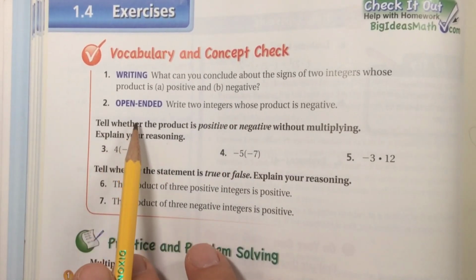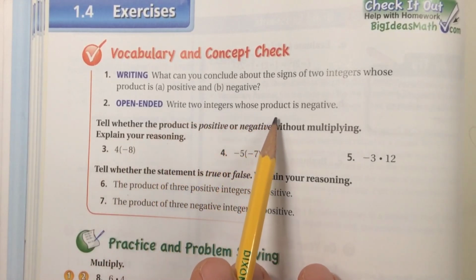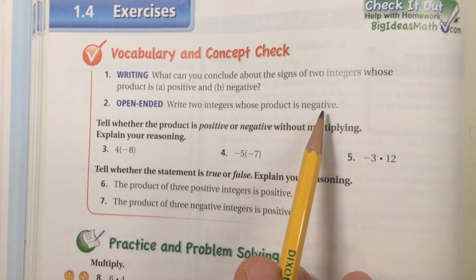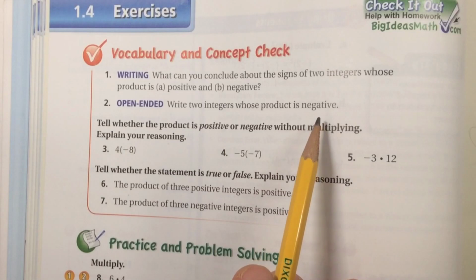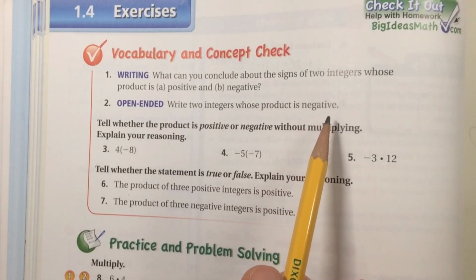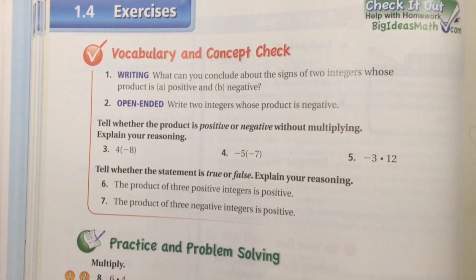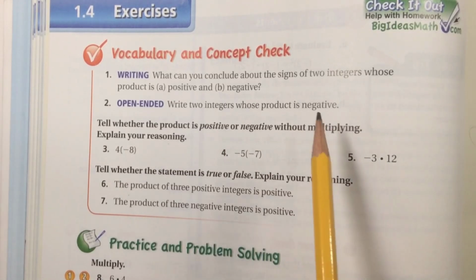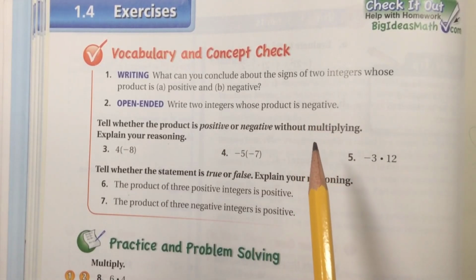For number 2, it says write two integers whose product is negative. There's an infinite number of possibilities here, but one possibility is you could have written 2 and -3. 2 times -3 gives us -6 because different signs give you a negative product.